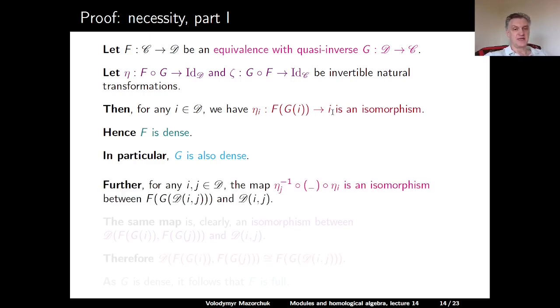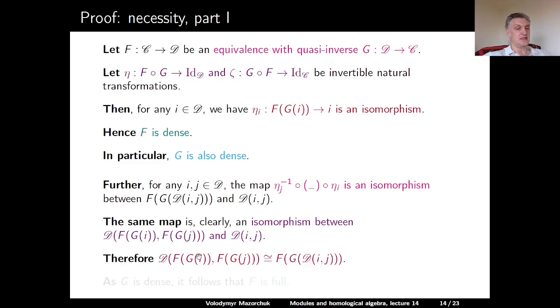Further, for any pair of objects I and J in D, the map, when we take some morphism, precompose it with eta I and postcompose with eta J inverse, is an isomorphism between D(I,J) and D(F(G(I)), F(G(J))). And of course, exactly the same map is an isomorphism between D(I,J) and D(F(G(I)), F(G(J))). So this means that the latter space D from F of G of I to F of G of J is isomorphic to F of C(G(I), G(J)). And since the functor G is dense, so G of I and G of J run through all isomorphism classes of objects, it follows that the functor F should be full. So F applied to something gives us the whole morphism set. And here F of G of I and F of G of J can be arbitrary.